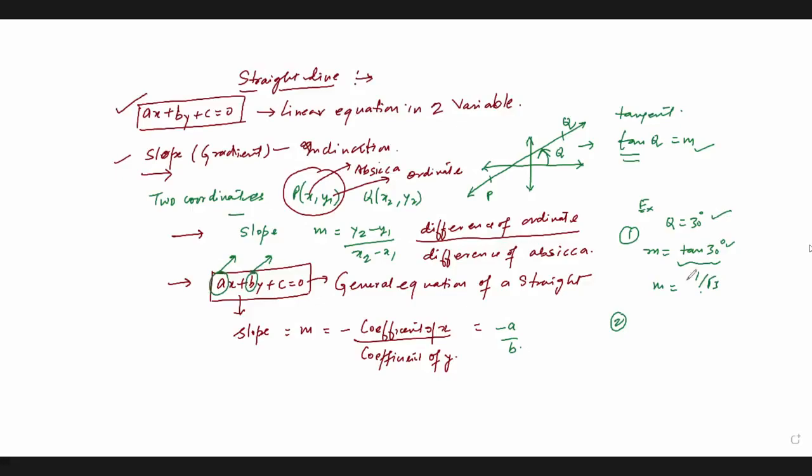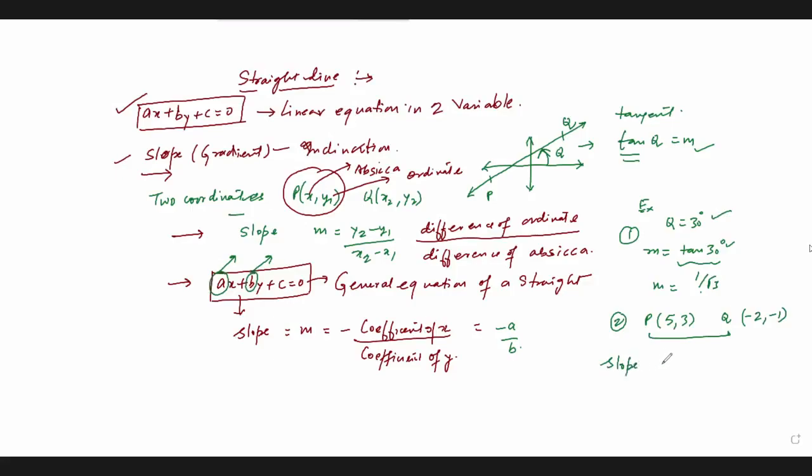So we were on the topic that if two coordinates have been given to us, then what will be the slope? Let us take one coordinate P, that is 5, 3. Another coordinate I am taking for Q, that is -2, -1. Both of these points lie on the same line. So what will be the slope?